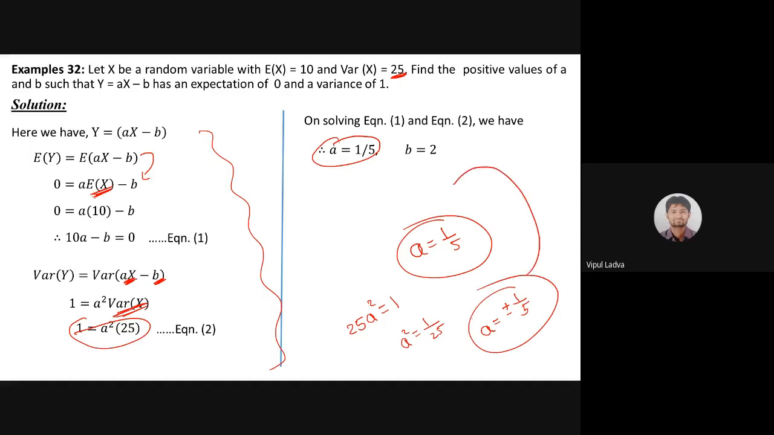But what I had chosen a equals to 1 by 5 only. Why? Can any of you explain? Sir, it is given in the problem that we have to choose positive.